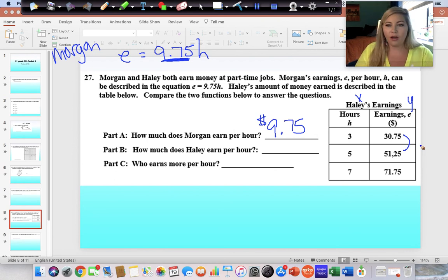So 51.25 minus 30.75 gives us 20 and 55 hundredths. Using decimals, I like to triple check my answers, so I'm going to do that again just to make sure I did it correctly. No, I didn't do it correctly. It'd be 20.50. Now I'm going to have to triple check it.